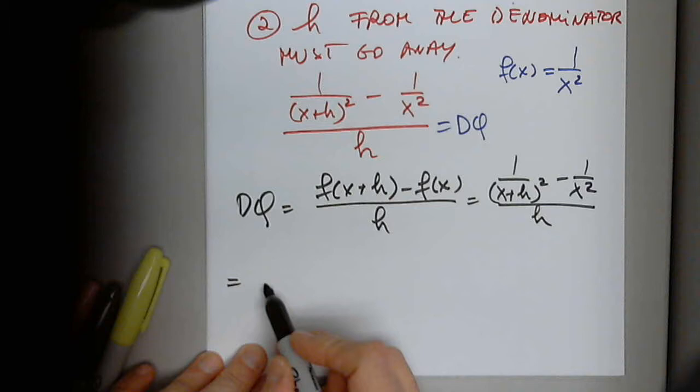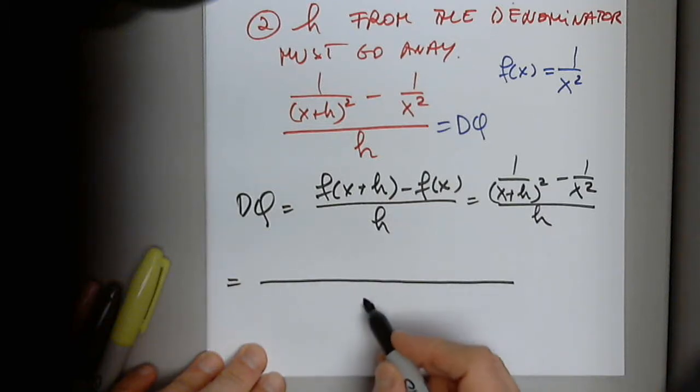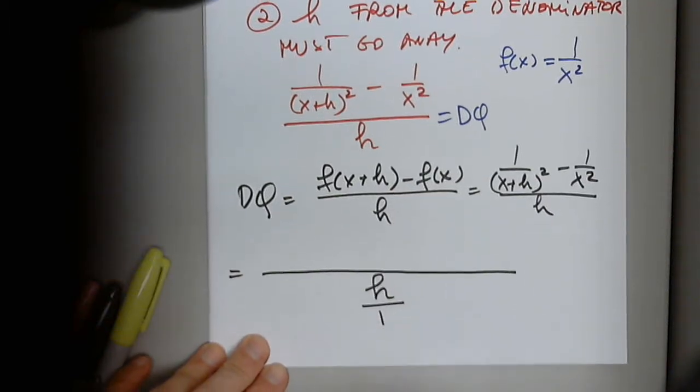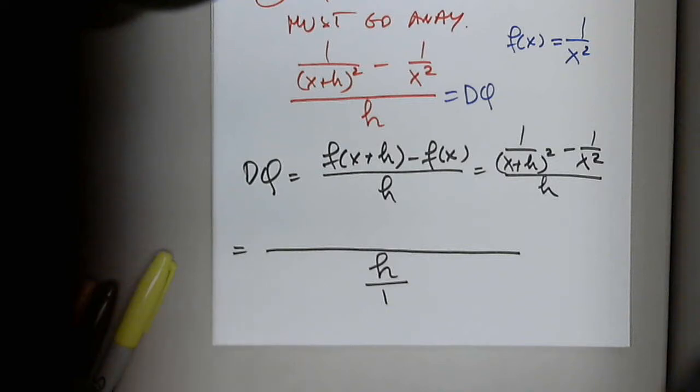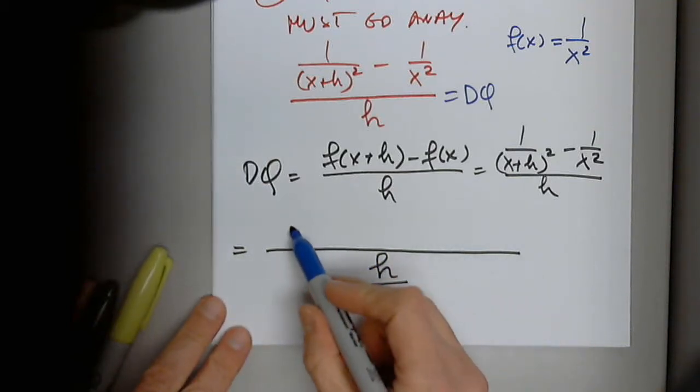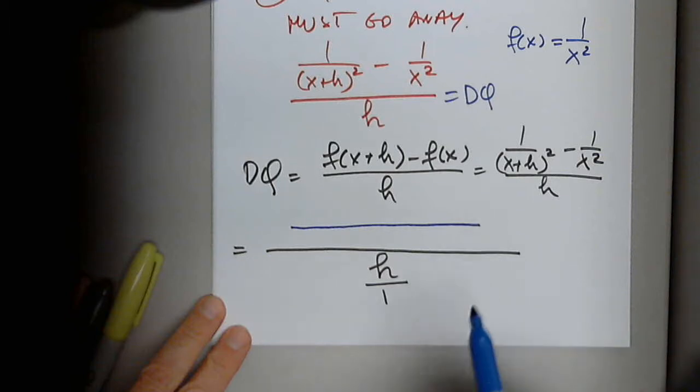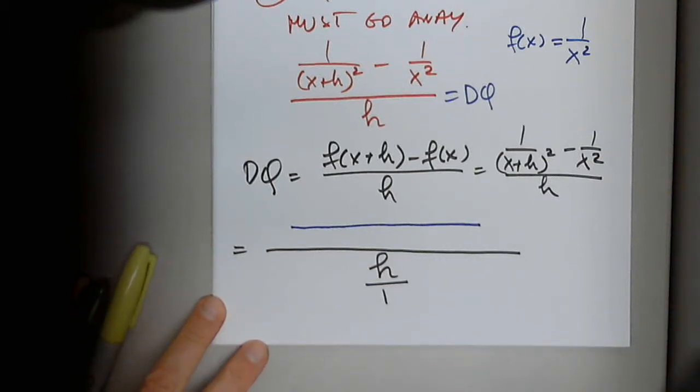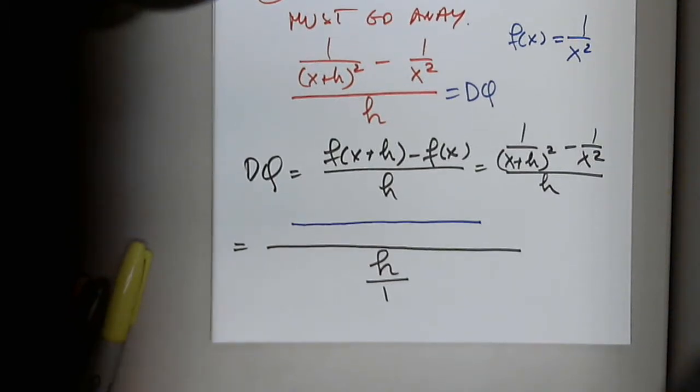Okay. What do we have to find first? The denominator can be written as h over 1. So what do I have to find first? And here's the hint. The least common denominator. Very good. What is the least common denominator?